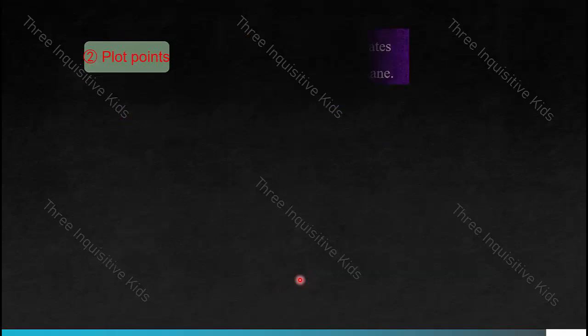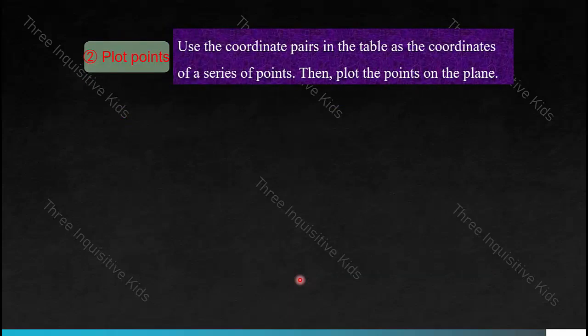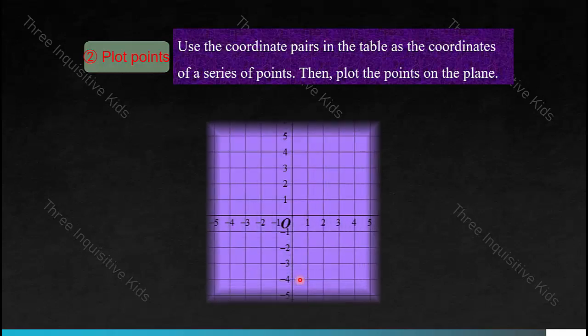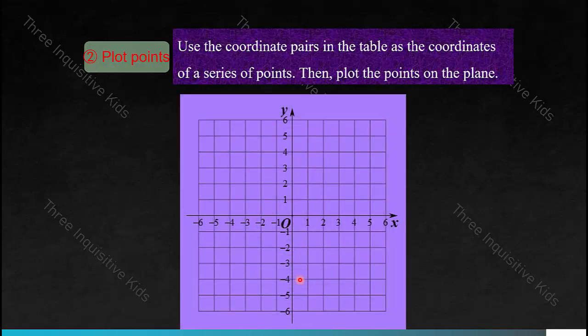And then we have to plot points. This is step 2. We can use the coordinate pairs in the table as the coordinates of a series of points, and then we plot these points on the plane. So here's the coordinate plane. We're going to pick out at least 2 coordinate pairs from the previous table. That's going to help us create this graph.